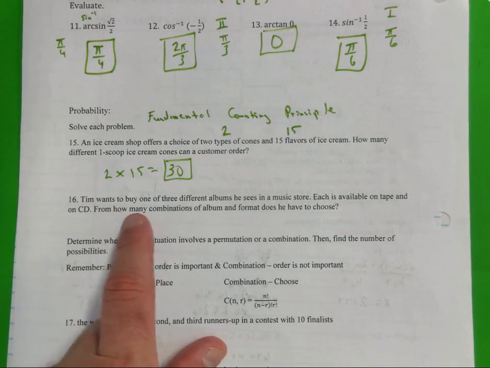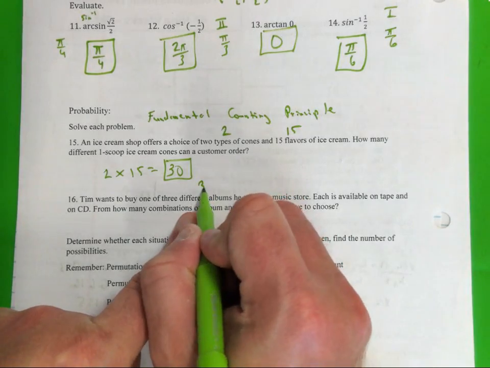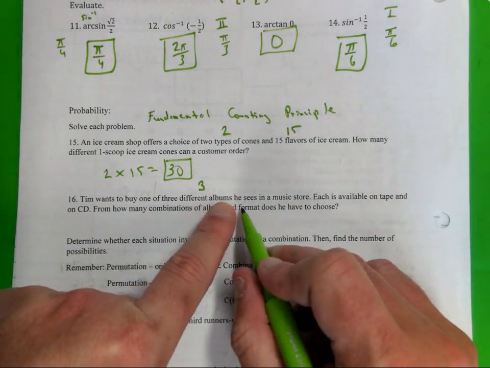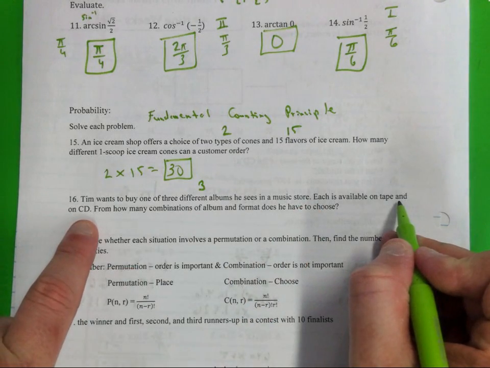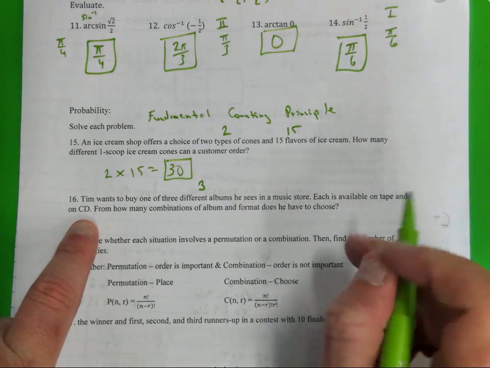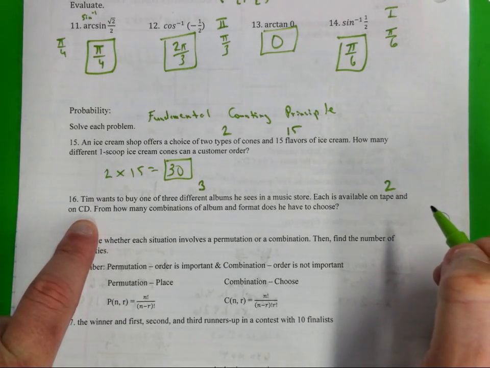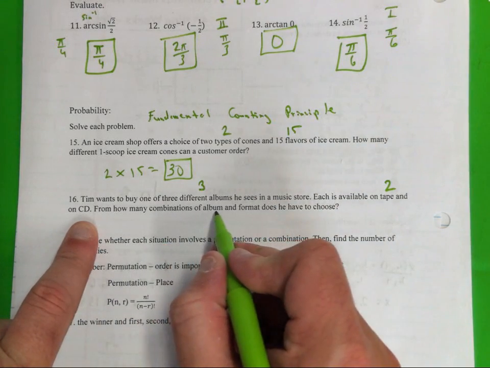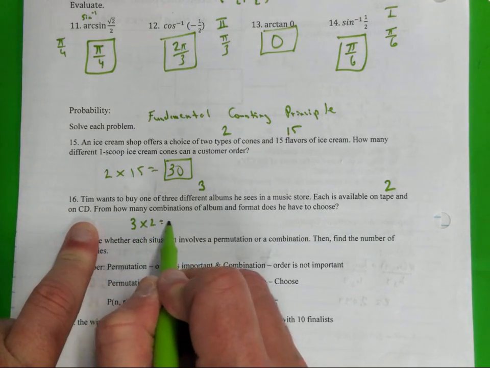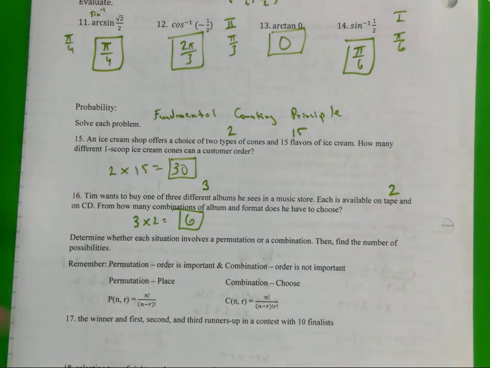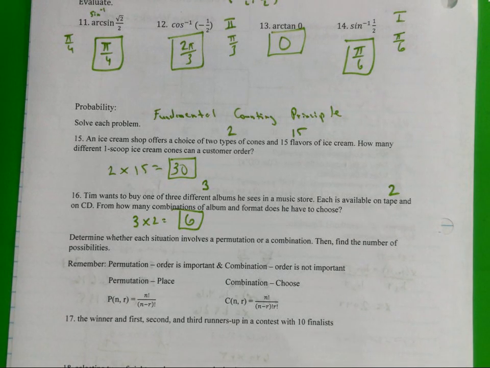Number 16, Tim wants to buy one of 3 albums he sees in a music store. So we have 3 albums we can choose from. Each is available on tape and on CD. So you have 2 choices, tape or CD. From how many combinations of album and format does he have to choose? Again, 3 times 2 is 6. So that is your answer. 3 different albums, and then 2 different formats.